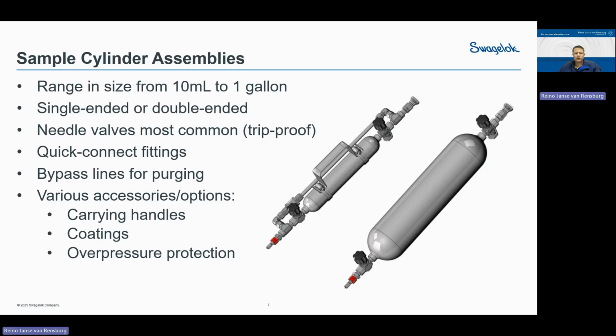Then there are some other accessories we can add to a cylinder. We can do carrying handles, we can do coatings on the inside, and also overpressure protection in the form of either a rupture disc, or we can do a relief valve with another sample cylinder connected next to it. But those are all different design options we can add to one of these assemblies.